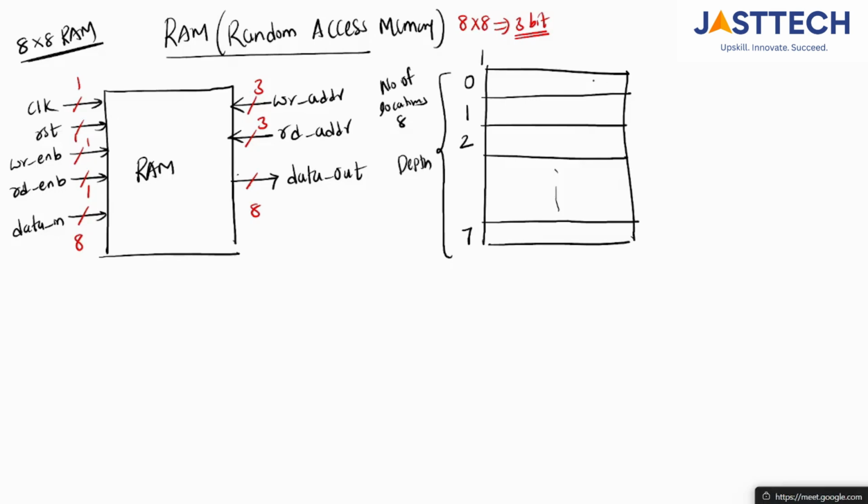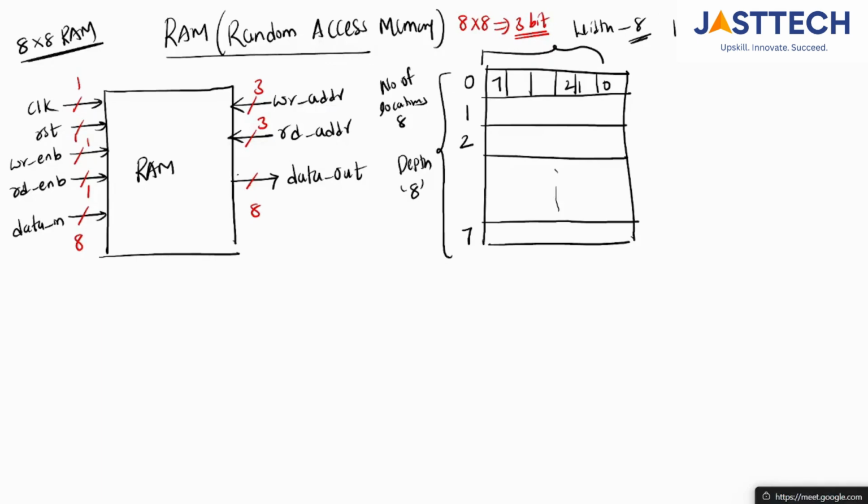And in each location, how many bits of data can we accommodate? 8 bits of data, 0, 1, 2 up to 7. This we call the width. The width is equal to 8. So this is my RAM. Total depth of the RAM is 8 and width of the RAM is 8. That's why RAM is initialized in terms of bytes.